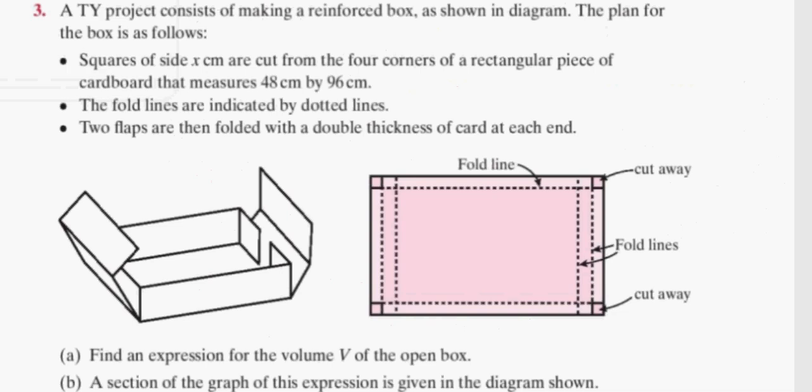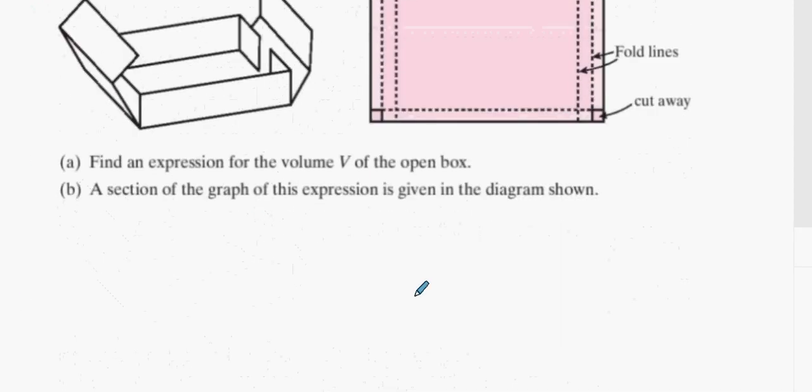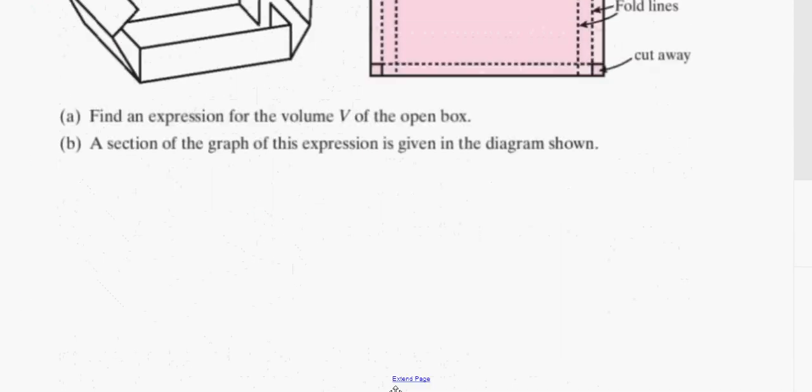Alright. Squares of sides x centimeters are cut from the four corners of a rectangular piece of cardboard measuring 48 by 96. Alrighty. I don't like that diagram, it's too small. Here's what we're going to do. What did you say, 48 by 96 was it? Alright.